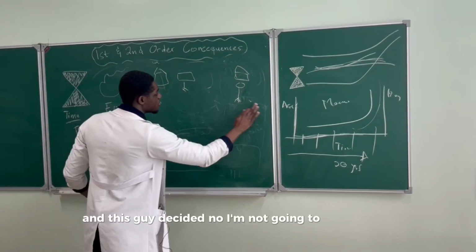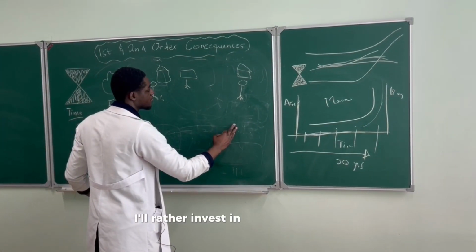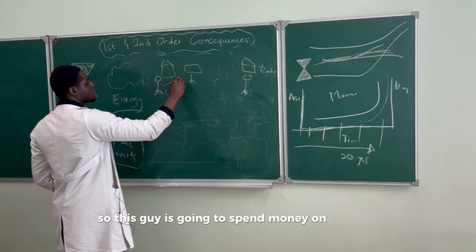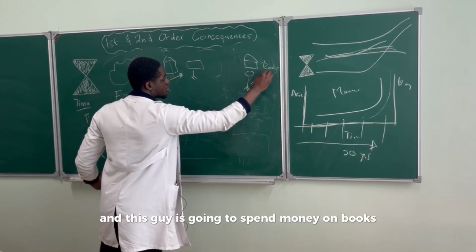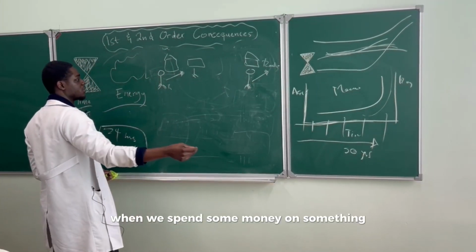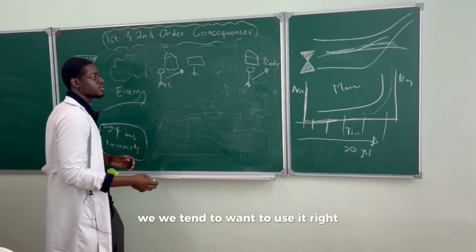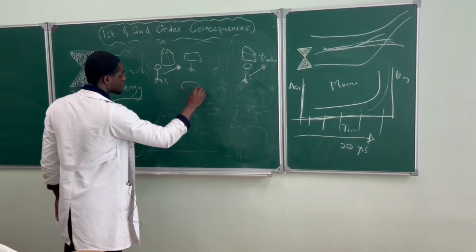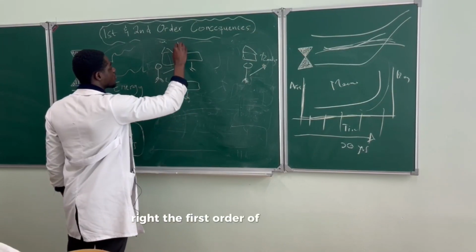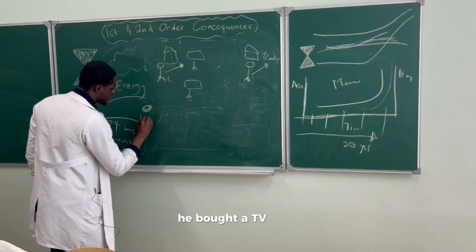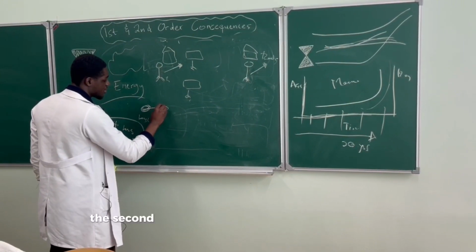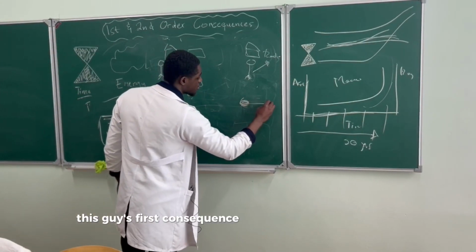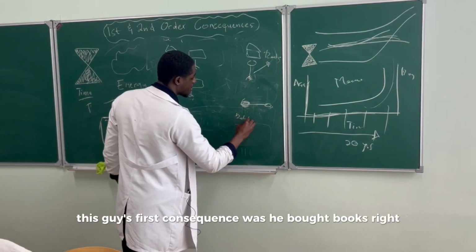And this guy decides, no, I'm not going to buy a TV, I'll rather invest in books, right? Okay. So this guy is going to spend money on TV, right? And this guy is going to spend money on books. And we know whatever we spend money on, we tend to want to use it, right? You can't just buy a TV and just put it down, right? So he buys a TV and now he has to watch it, right? The first order consequence, he bought a TV. Now the second consequence is for him to watch the TV. This guy's first consequence was he bought books, right? And now he has to read the book.